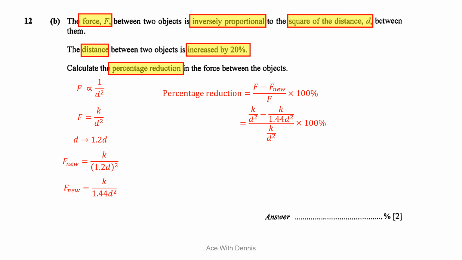So the F will be k over d squared. The new F will be k over 1.44 d squared, divided by the original F, k over d squared, times 100%. We can factorize k over d squared, and the numerator becomes k over d squared bracket 1 minus 1 over 1.44, over k over d squared, times 100%. Then we can cancel the k over d squared and calculate the percentage reduction is 30 and 5 over 9%. Hence 30 and 5 over 9 is the answer.